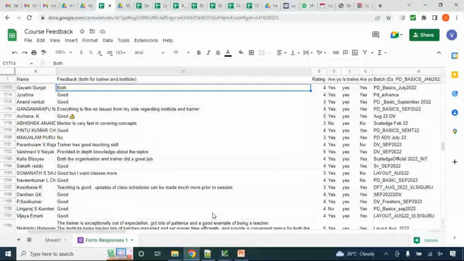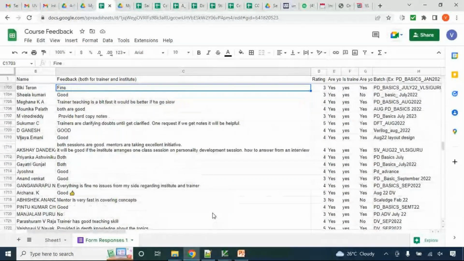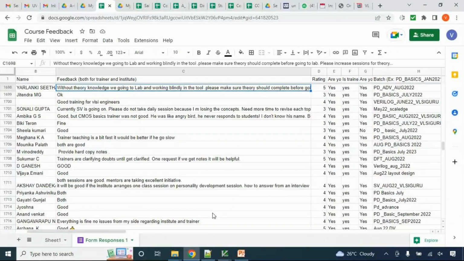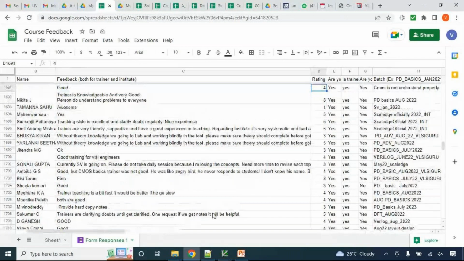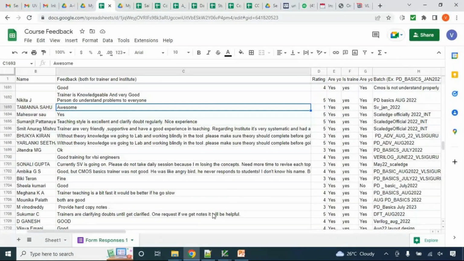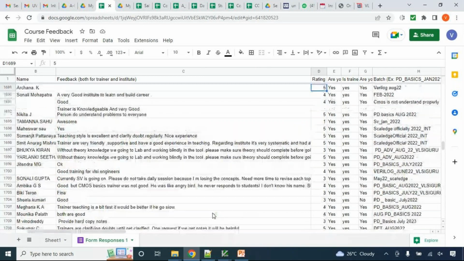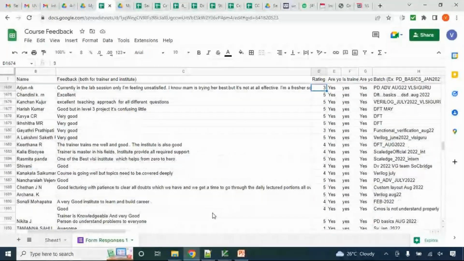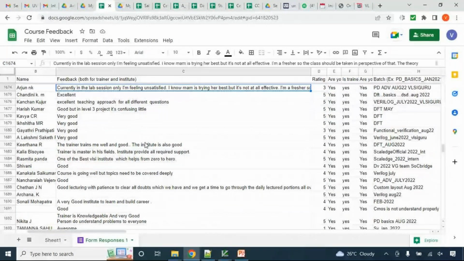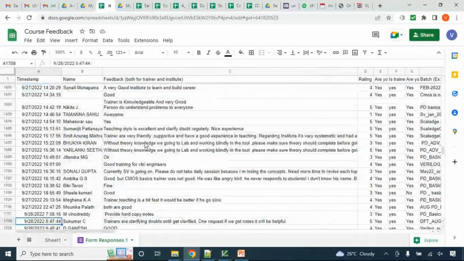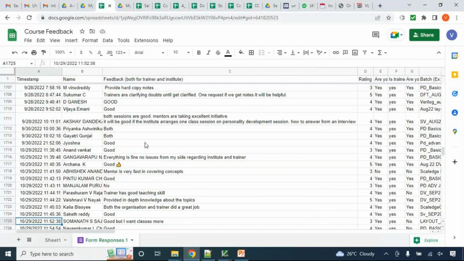We do take this feedback quite seriously. Wherever we see negative feedback, let's say here, he said awesome and he's giving 1 rating, so that's a different thing. His intention was probably to give 5, but he gave 1. Other than that, we haven't changed anything. This is as it is, as you see. We take this regularly. I think this was taken today only. Today people are filling it right now.